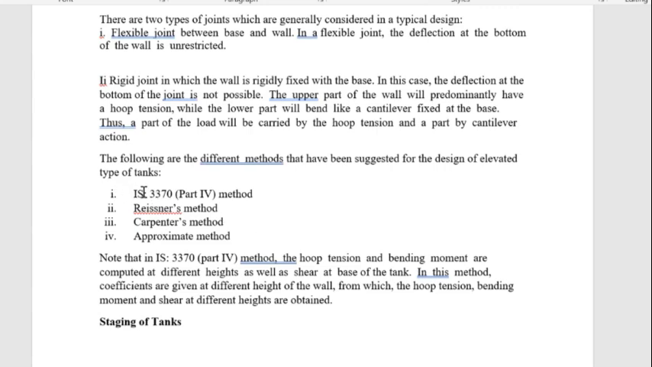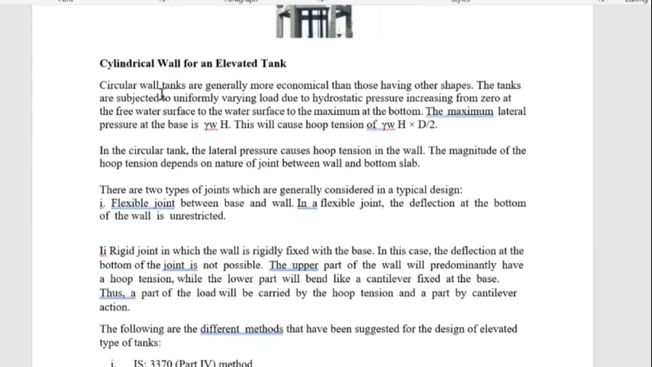IS 3370 Part 1, that's Indian Standard, and Part 4 method. There is the Reissner's method, Carpenter's method, and approximate method. For example, in the IS 3370 Part 4 method, you find the hoop tension and bending moments are computed at different heights as well as the shear at the base of the tank. So in this method, we develop coefficients at different heights of the wall from which the hoop tension, bending moment, and shear at different heights are obtained. So that is just a short explanatory note on the cylindrical wall, that's the reservoir.